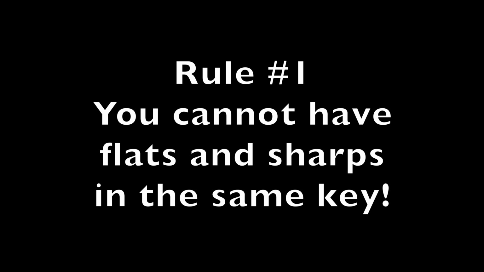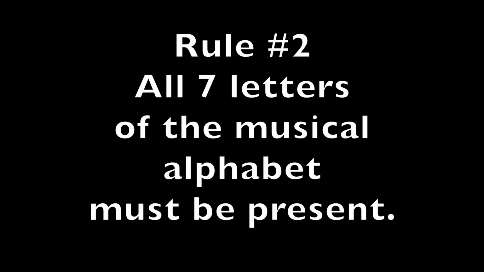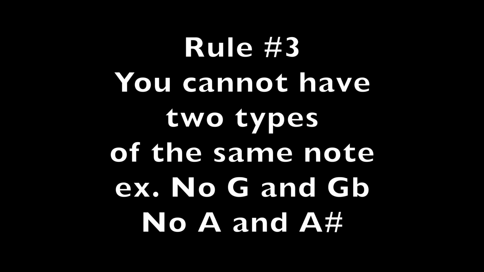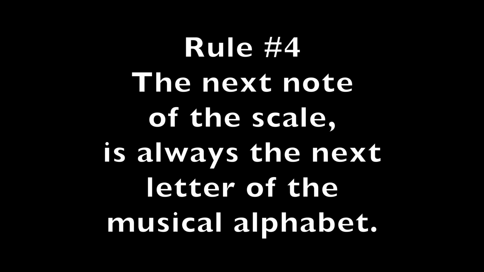Okay, great, so let's just recap these 4 rules. Number 1, you cannot have flats and sharps in the same key. Number 2, all 7 notes have to be present, right? So we need one of each, A, B, C, D, E, F, G of our musical alphabet. Number 3, kind of redundant but important, you can't have 2 types of the same note, right? So you can't have a G and a G flat, you can't have an A and an A sharp in the same key. Okay, and then the 4th rule is when figuring out the scales in order, it's always gonna be the next letter of our musical alphabet. No matter how complicated the major scale is, it's always gonna be the next letter of the alphabet.